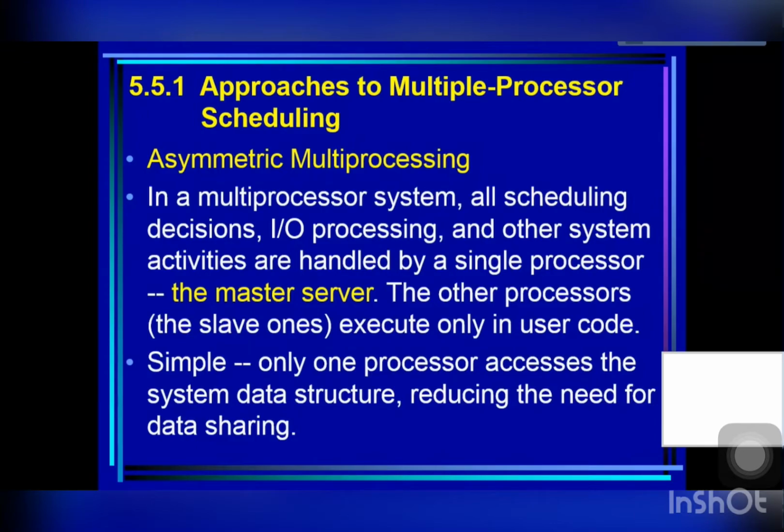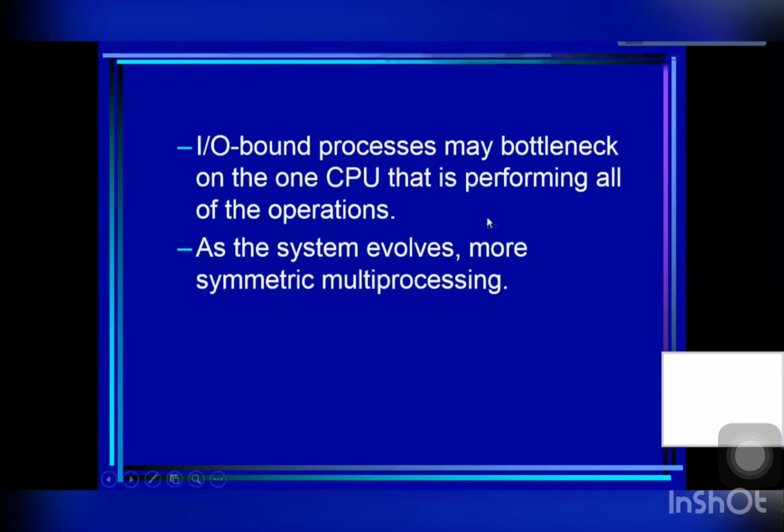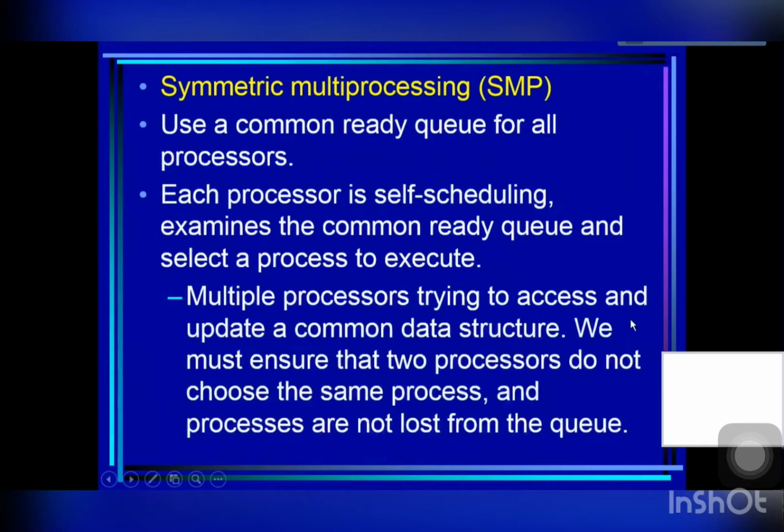A second approach uses symmetric multiprocessing, where each processor is self-scheduling. All processes may be in a common ready queue, or each processor may have its own private queue of ready processes. Regardless, scheduling proceeds by having the scheduler for each processor examine the ready queue and select a process to execute.